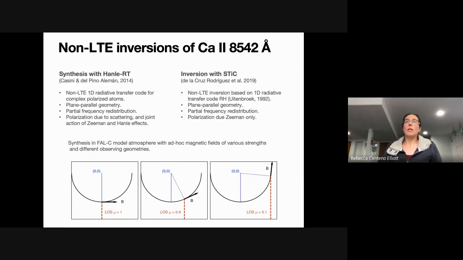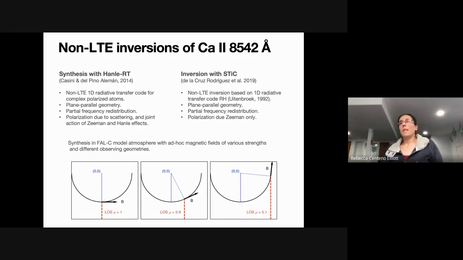It is also able to model partial frequency redistribution regime and spectral lines, but the polarization signatures that it generates are only due to the Zeeman effect. And this is precisely the thing that I really wanted to quantify: how well does this inversion code that only generates polarization due to the Zeeman effect interpret these synthetic polarization signatures from Hanle RT that contain the full physics of polarization generated by scattering and this modification via the Hanle effect?